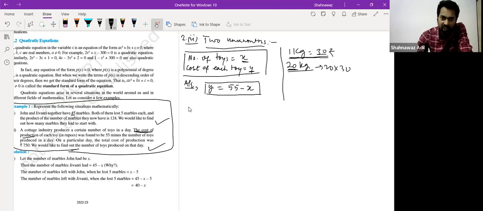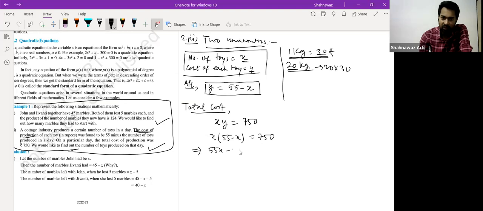So the total cost would be XY, which equals 750. Any doubt in this, guys? No. So then x into 55 minus x is our equation. So this is 55x minus x square is 750, and we can take these terms to the right hand side. So x square minus 55x plus 750. Again, this is a big number.